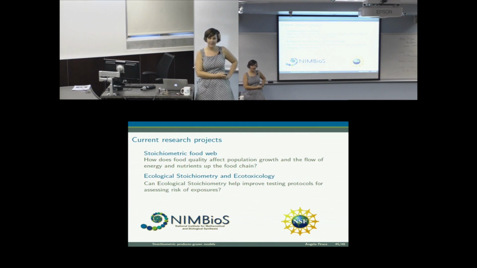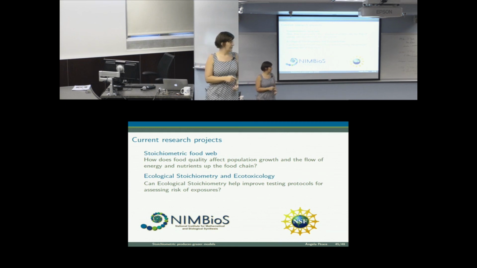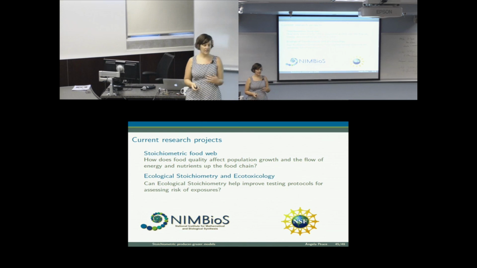So, some work I'm going to be doing here. The big one is developing a food web model, expanding upon these producer-grazer models to incorporate a third trophic level. So I can look at answering questions about how nutrients are flowing through the trophic levels and up the food chain and maybe accumulating in the third trophic level. Second, I think ecological stoichiometry has a lot to offer to ecotoxicology, and asking whether considering stoichiometry can help improve testing protocols for assessing risk of exposures.